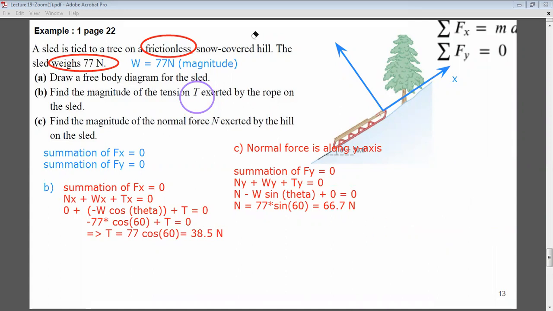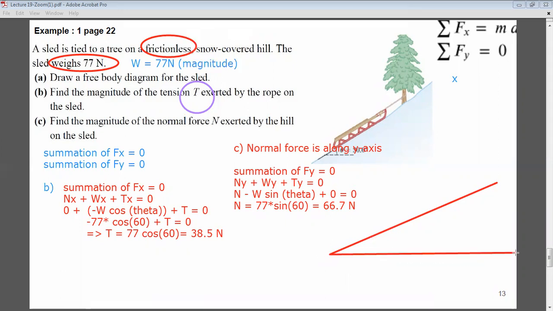To draw the free body diagram, the first thing we do is draw the surface. Let's make it a big surface. Because we have to draw the weight, we also need to draw the ground. So this is the ground. Now, our object is here. Let's put it on top here. And it is attached by a rope.